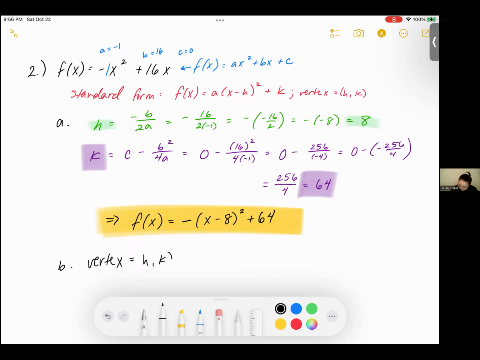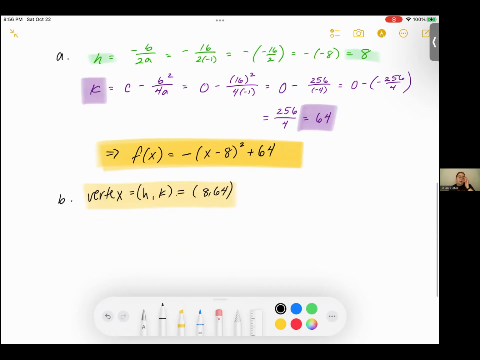It's a very poorly drawn k. There we go, that's a little better. So it's equal to 8, 64. So there's one. We also want the x and the y intercepts.